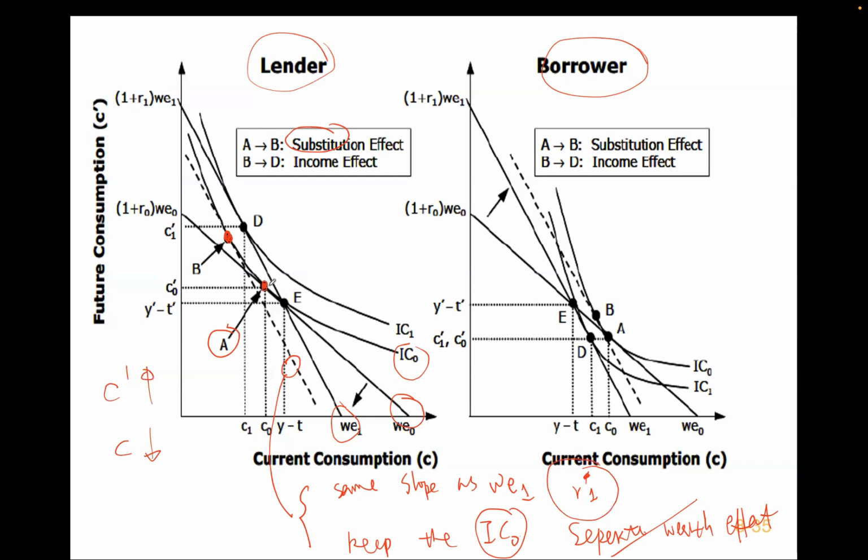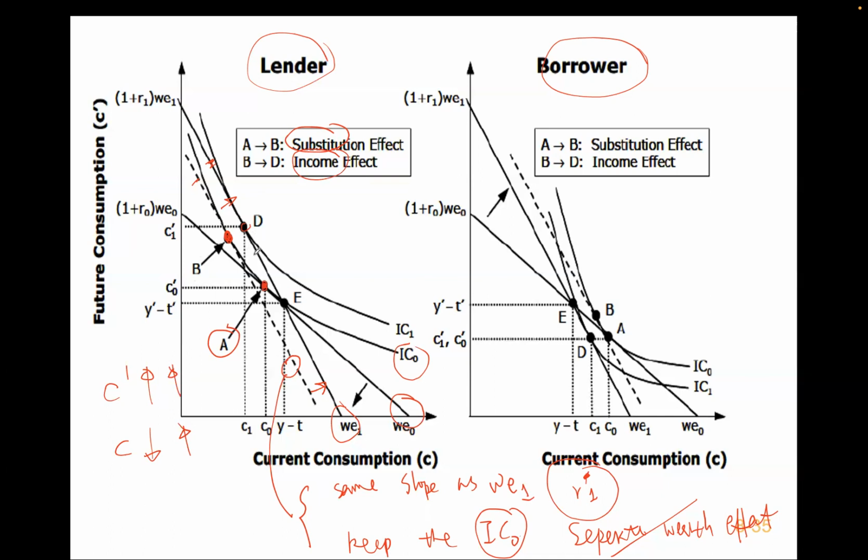Now, we are going to move from this dotted line to the final budget constraint. The difference between this dotted line and the final budget constraint is that the level is higher. The higher level is just the pure wealth effect, because from the dotted line to this solid line, there's no change in slope, no change in interest rate. Hence, from B to D, that is a pure income effect. With a pure income effect, you can see both C and C prime are going to increase.